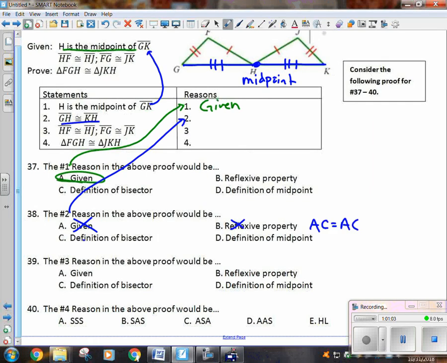Bisector would work, but it didn't mention bisector in the problem. It mentioned midpoint in the problem. So I'm actually using the definition of midpoint, not bisector.